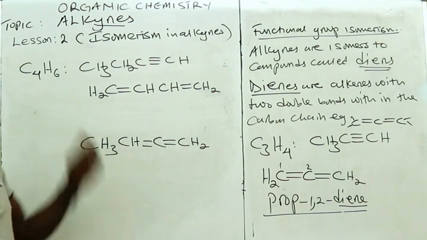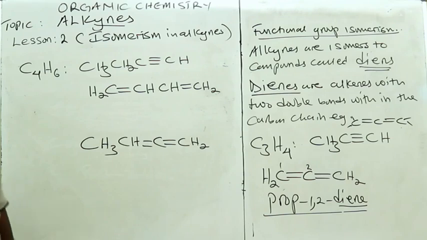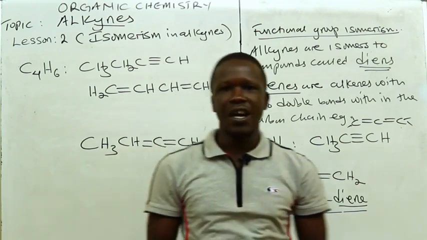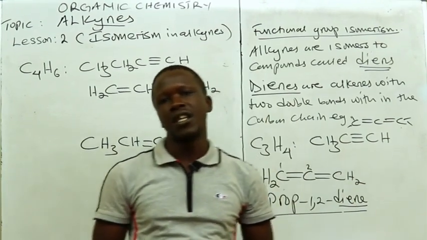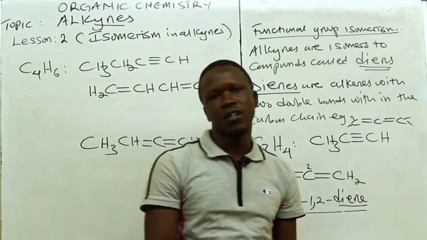So we can see that alkynes exhibit the 3 types of isomerism. So this is isomerism in alkynes. And next time we shall now look at how we prepare alkynes. Thank you. Tune in to the next lesson.